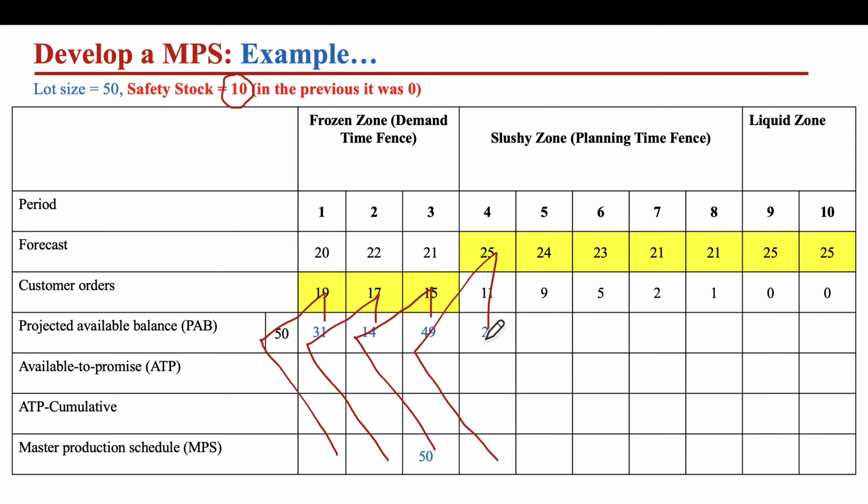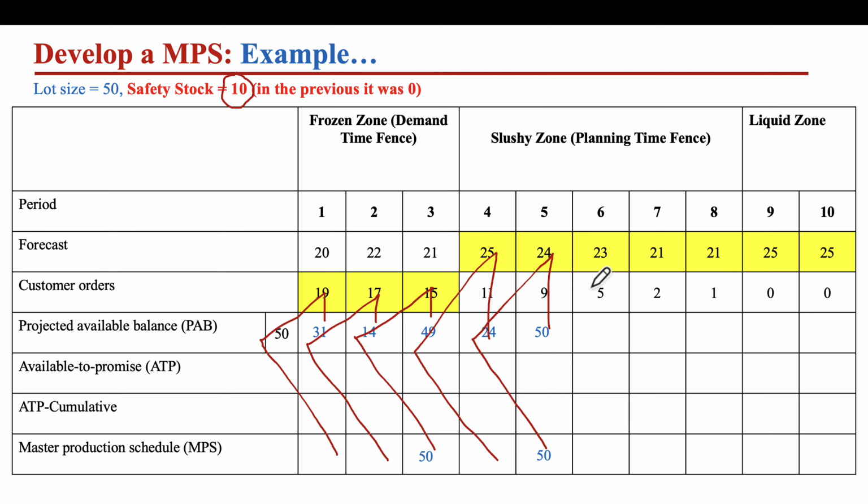Now is this 24 sufficient to meet the demand for the next period? Yes, it is sufficient. However, we will be left with 0 here, which means our safety stock is 10, and if it falls below 10, that will be a violation. So which means we need to do production here. So how much to produce? Our lot size is 50, so we'll be producing here 50. So when we produce here 50, then our projected available balance will become 50 plus 24 is equal to 74. 74 minus 24 is equal to 50.